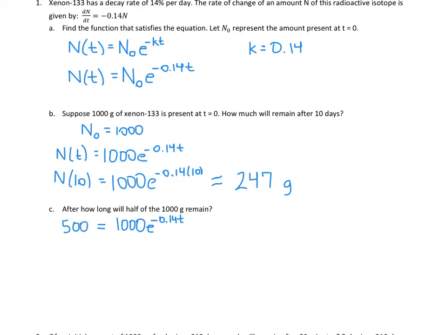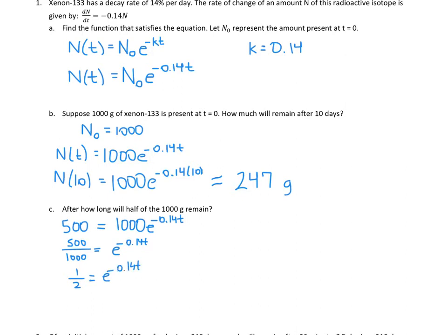So what we're trying to do here is we're trying to solve for t. We want to know for what t value do we get just 500 grams left. So we're solving for t. So we're going to divide both sides by 1,000. And then after dividing both sides by 1,000, notice that 500 over 1,000 reduces to 1/2. So we have 1/2 equal to e to the negative 0.14 t.